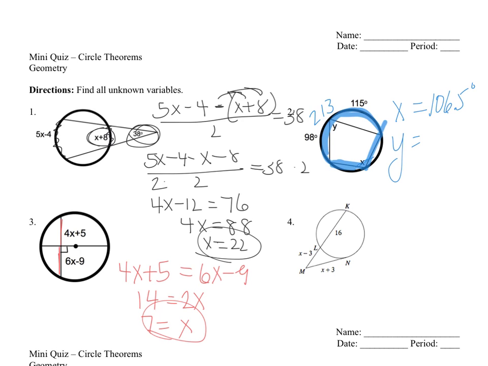Y. If I know x, how do I find y? Opposite angles in an inscribed quadrilateral are supplementary. So 180 minus 106.5 is 73.5.